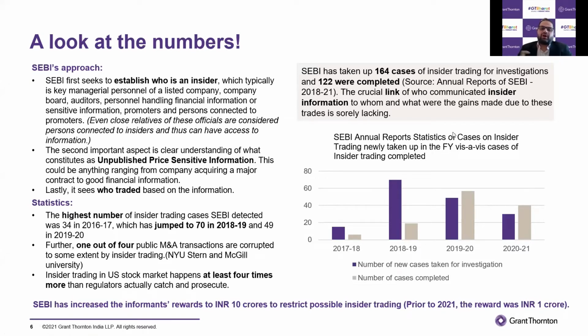SEBI has also, in order to get people to blow the whistle more often, and there is enough material available which says that the best way to detect fraud in 50% of cases is a whistleblower. So SEBI has also increased the informants' reward to 10 crores to restrict possible insider trading. Prior to 2021, and it's a recently made change, it was 1 crore.